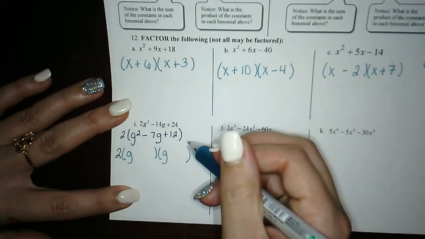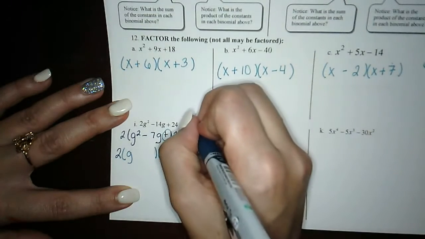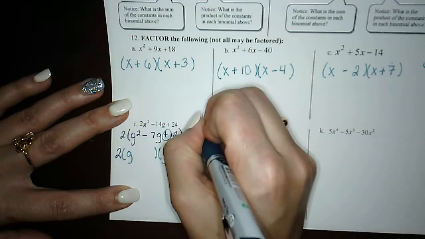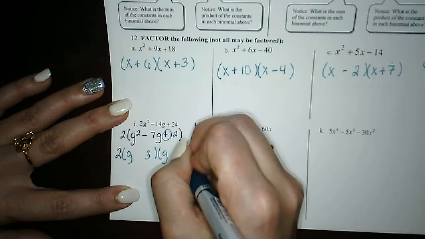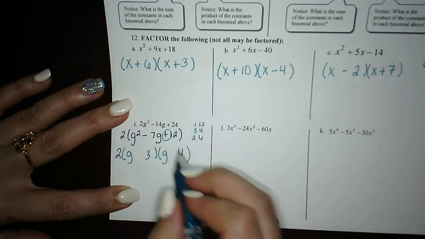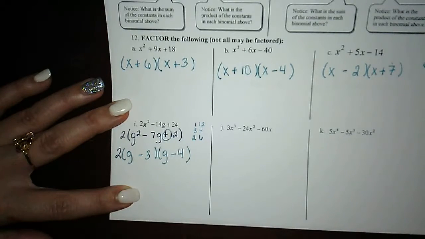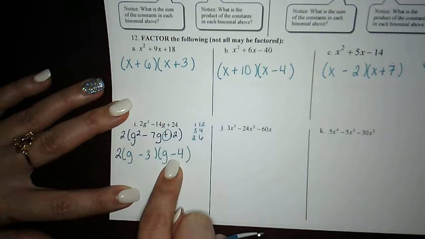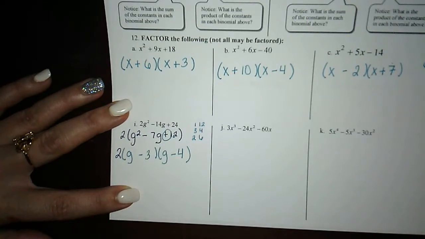What are the factors of 12 that add to give me negative 7? So 1 and 12, 3 and 4, 2 and 6. 3 and 4 are the only ones that can give me 7. And I need them to add to give me a negative 7, so they're both negative. Negative 3 times negative 4 is positive 12. Negative 3 plus negative 4 is negative 7.